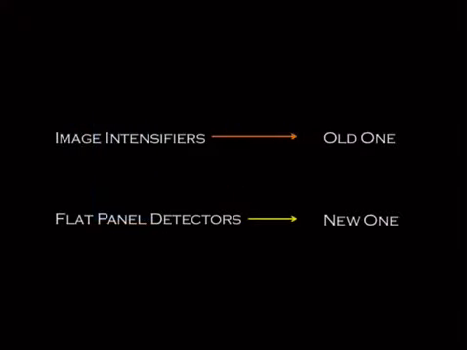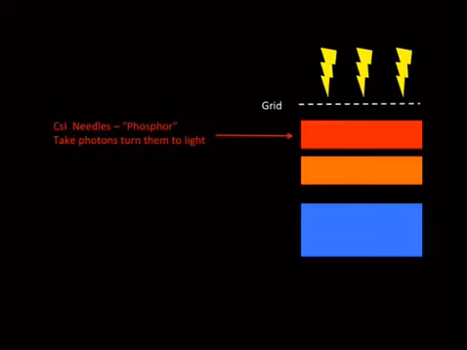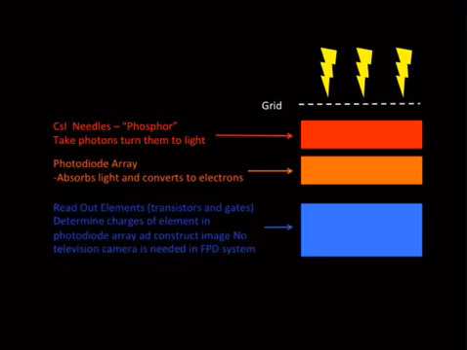So, speaking of flat panel detectors, let's talk about those. So we covered the II. Now let's talk about the flat panel detector. They work something like this. You've got your X-rays coming in here with a grid, and you've got your phosphor, which takes the photons and turns them into light, similar to what the II does. But then you've got the absorbed light converted to electrons, and then you have an immediate readout.